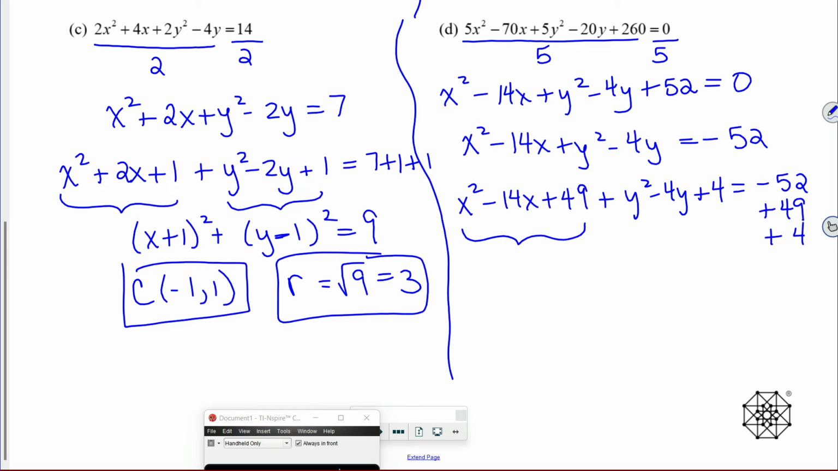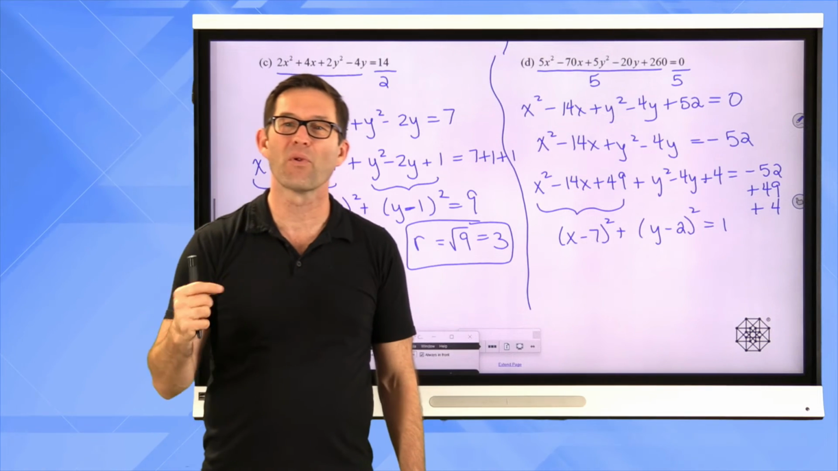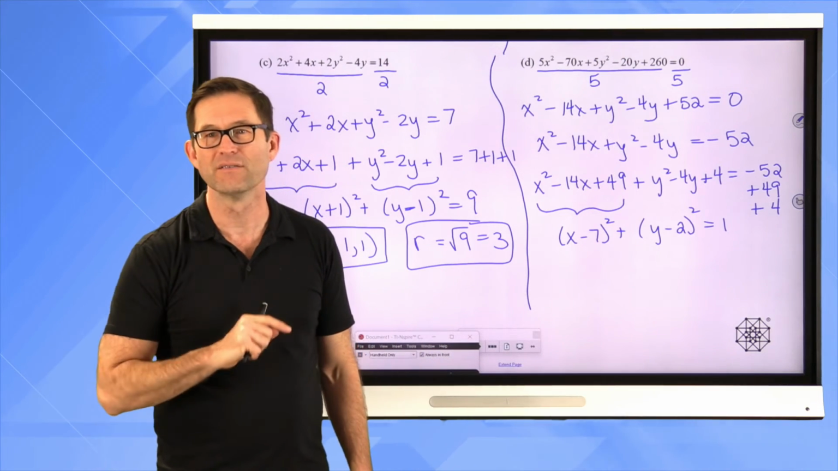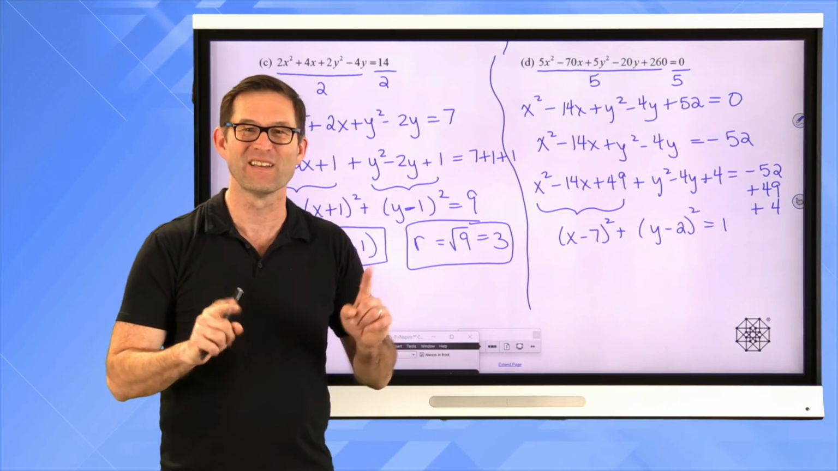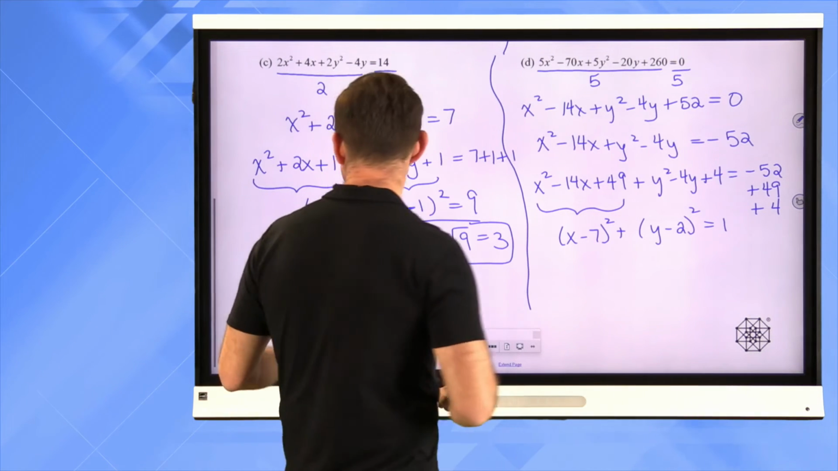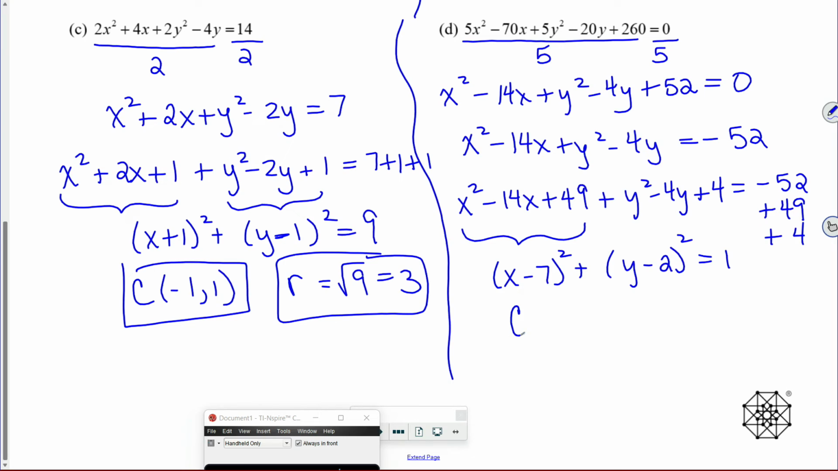Let's do our factoring. x squared minus 14x plus 49 will be x minus 7 squared. y squared minus 4y plus 4 will be y minus 2 squared. And all of that sums to be equal to 1. Negative 52 plus positive 49 plus positive 4 is equal to 1. And now it's very easy to identify the center and the radius. The center will be at 7 comma 2, and the radius is equal to 1. All right.